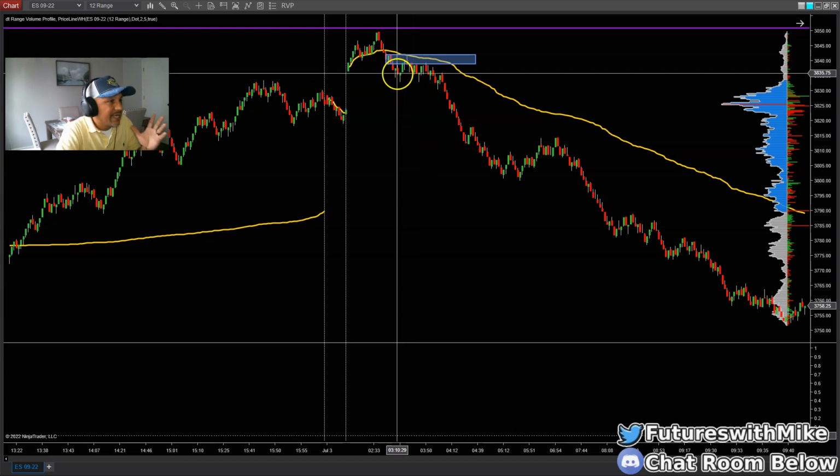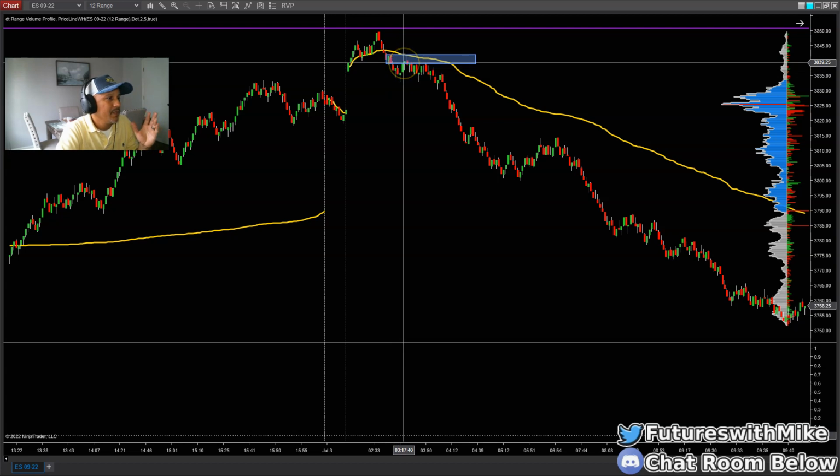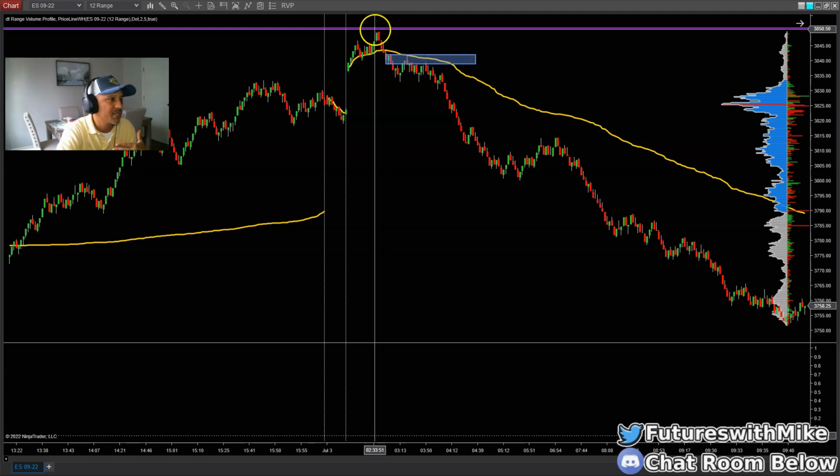So that's how you get in. You wait for the pullback. First, 60 range chart, we're marking a supply zone. Okay, I've already showed you that. We hit that area. Now all we're looking for is structure breaks to the downside. Okay, price breaks structure to the downside.